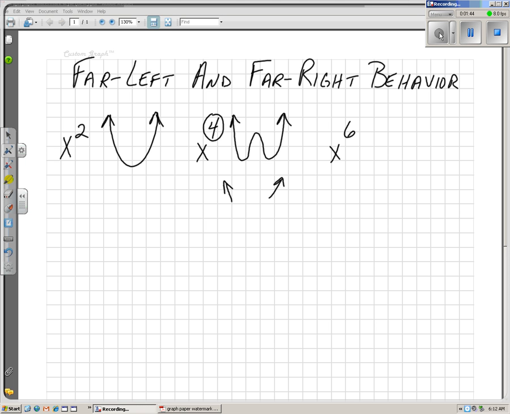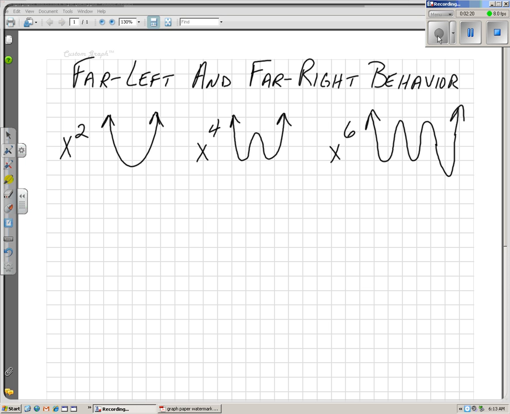X to the sixth behaves in the same way. Now it's going to go down and up, that's 2, down is 3, up is 4, down is 5, up is 6. Remember, this is just a rough graph. And that's an x to the sixth graph, and it goes up as it goes to the left. Its behavior on the right side of the graph goes up as well. Okay, so what we notice is if the exponent is even, if it's an x squared or x to the fourth or x to the sixth, if it's an even exponent, 2, 4, 6, 8, its end behavior is going to be up to the left and up to the right.